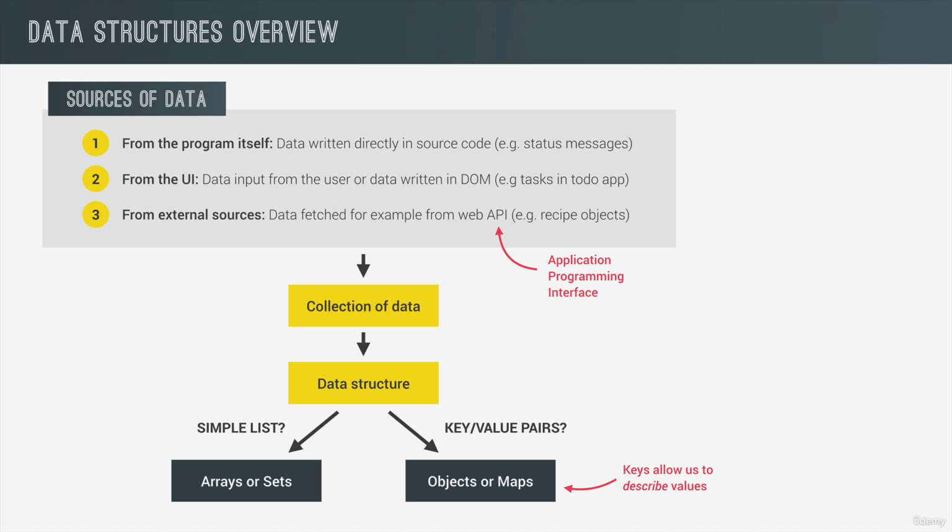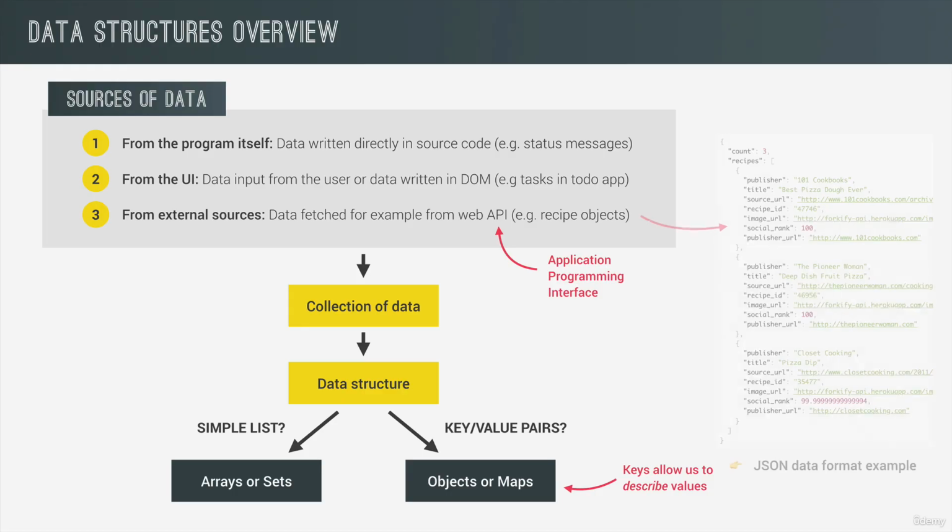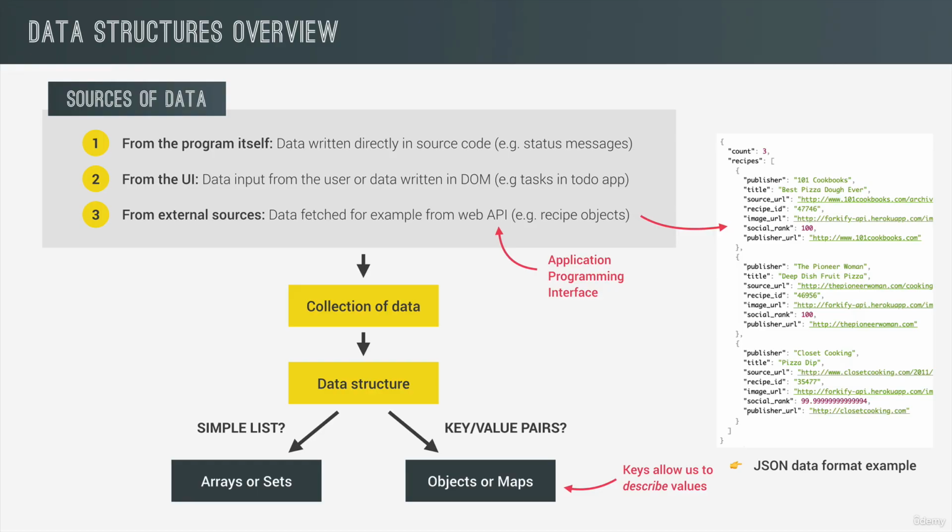Okay? Now, as a quick example, let's go back to getting data from a web API, because in modern JavaScript applications, that's usually the most common source of data. So data from web APIs usually comes in a special data format called JSON, which looks like this example here. So JSON is essentially just text, so a long string, but it can easily be converted to JavaScript objects because it uses the same formatting as JavaScript objects and arrays.